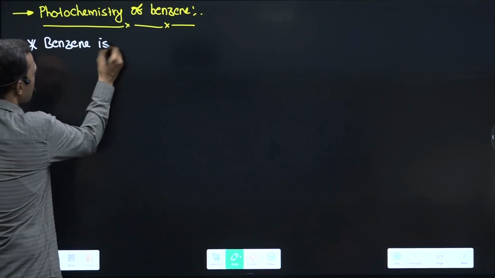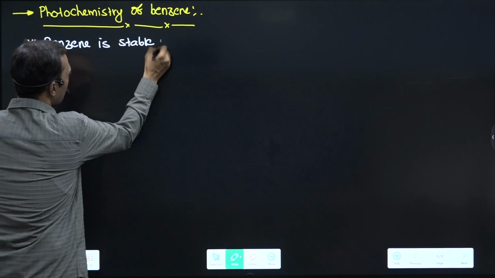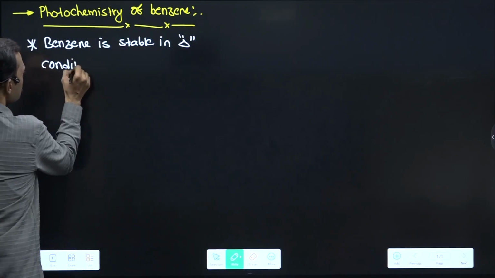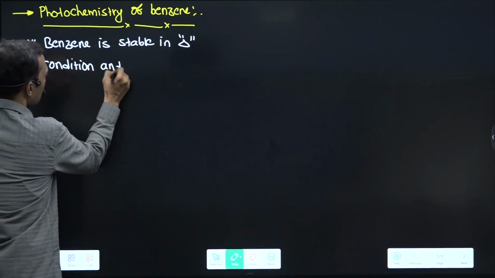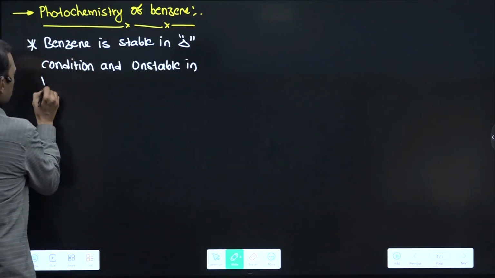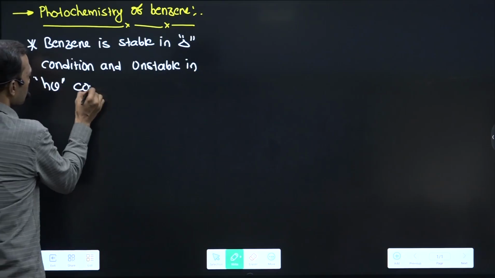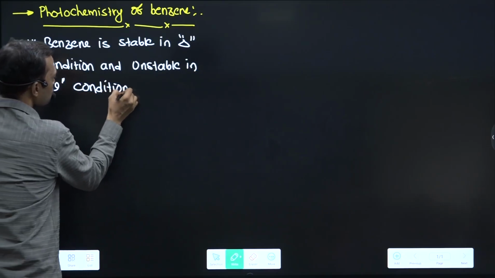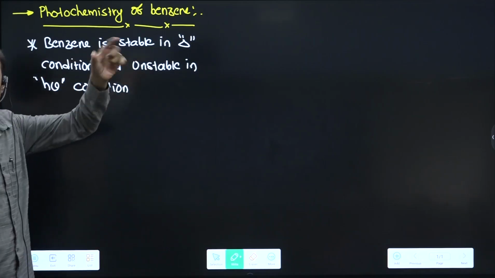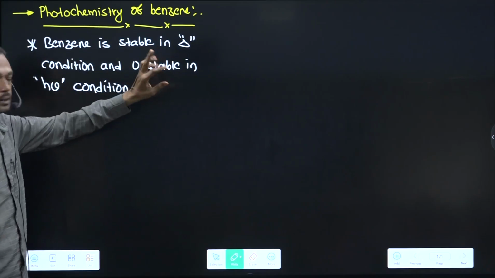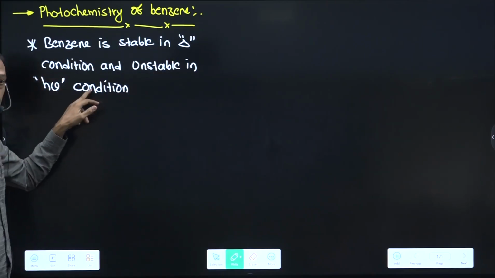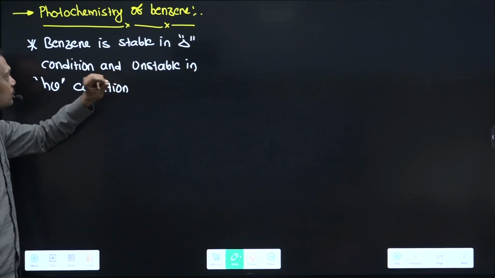See, benzene is stable in thermal conditions and unstable in photochemical conditions. If I use any photochemical condition, benzene is found to be unstable. It is also called labile. Labile is nothing but unstable. You know, inert and labile species come up in complex compounds. Benzene is unstable photochemically, but thermally it is stable.